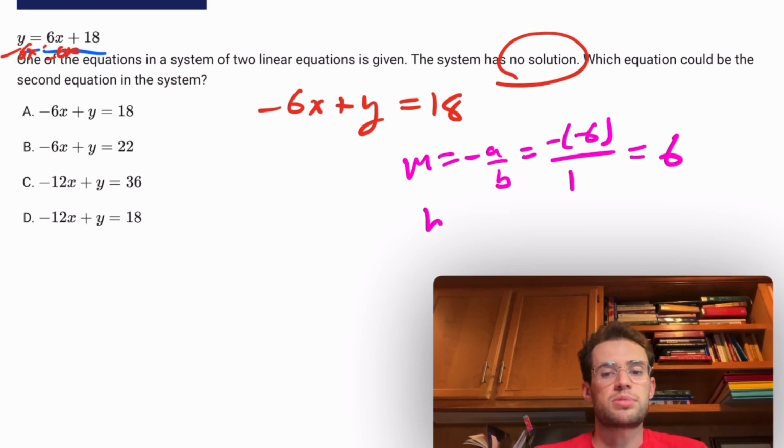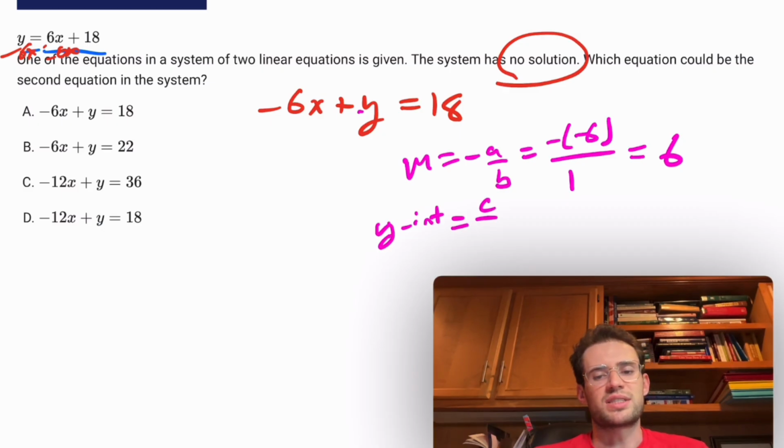The y-intercept is c over b, and I'll just write y-int. A lot of times you use b for the y-intercept, but when you're doing standard form, that gets confusing because there's another b that's not the y-intercept. But the b, again, was 1. So c over b is 18 over 1. So for this one, our y-intercept is 18.